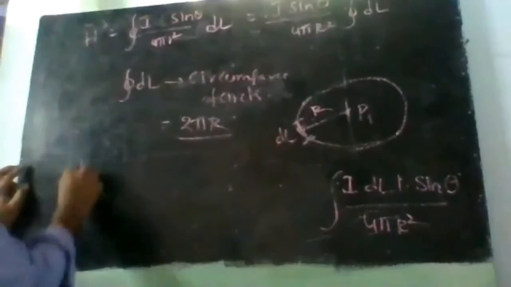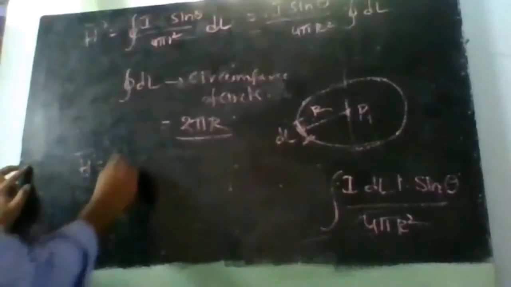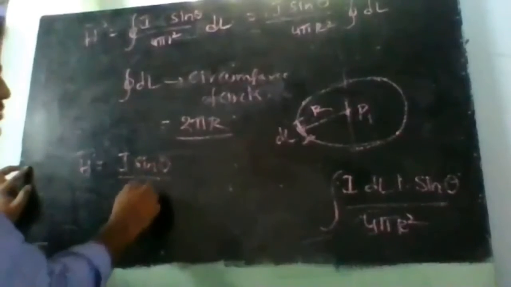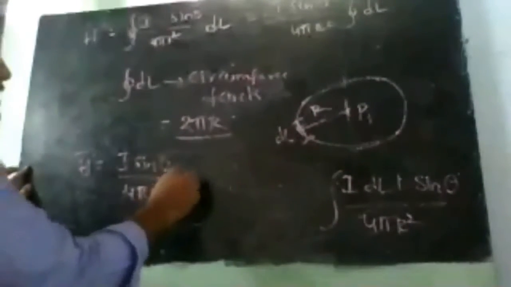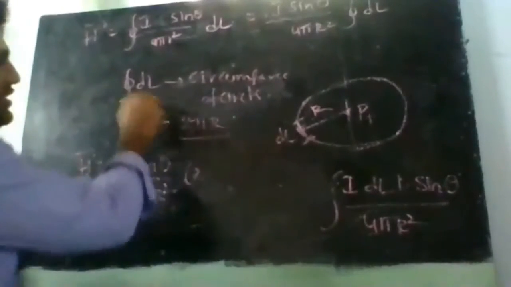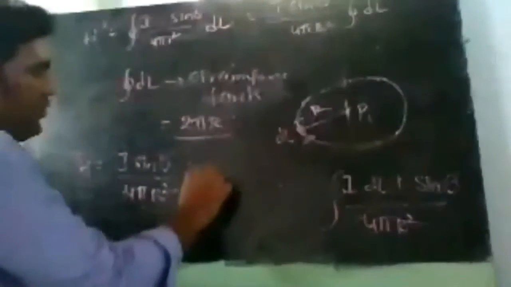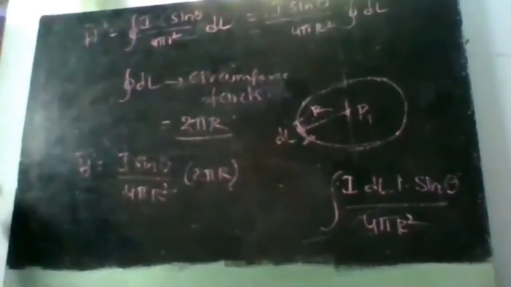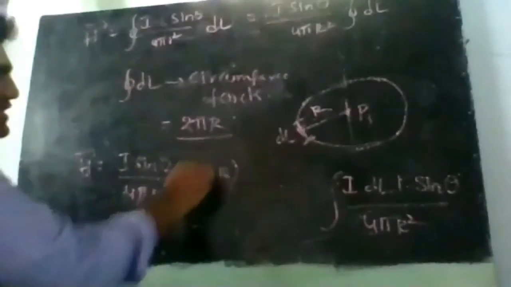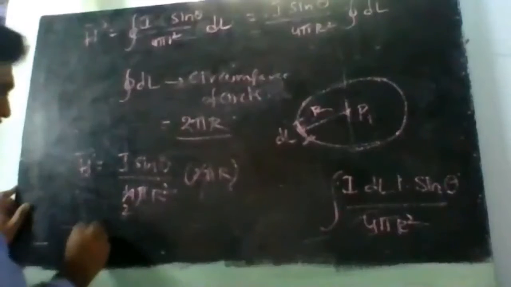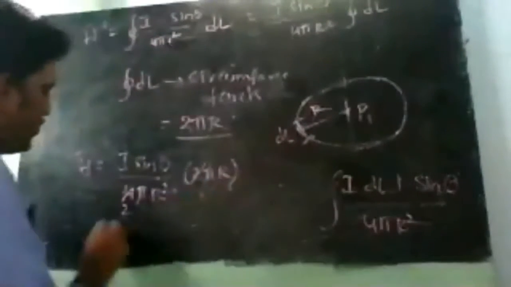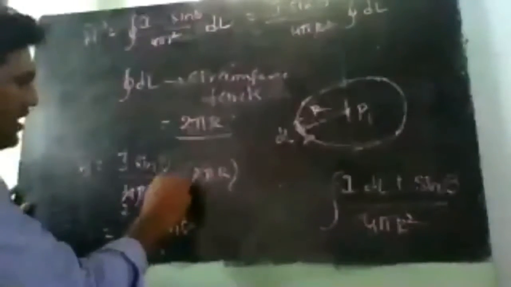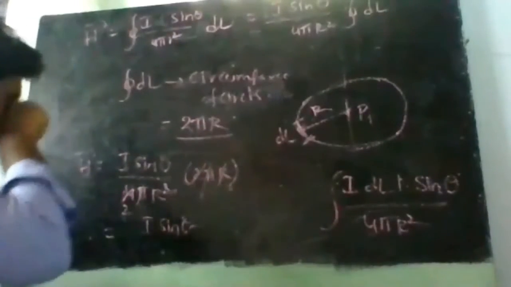So H bar is equal to I sine theta divided by 4 pi r square, into the total integral dL, which is equal to 2 pi r. So pi gets cancelled, and 2 remains. H bar is equal to I sine theta divided by r, and r square gets cancelled.